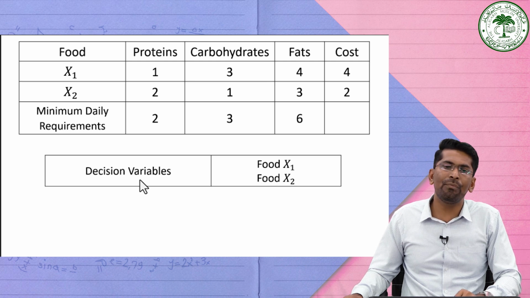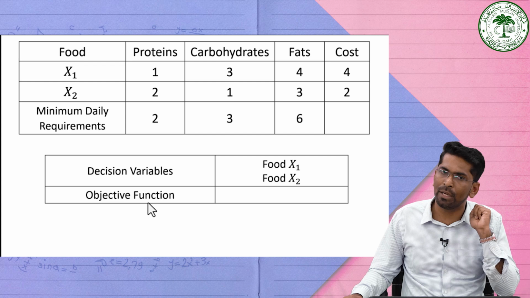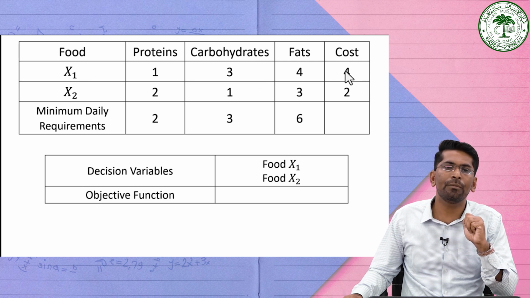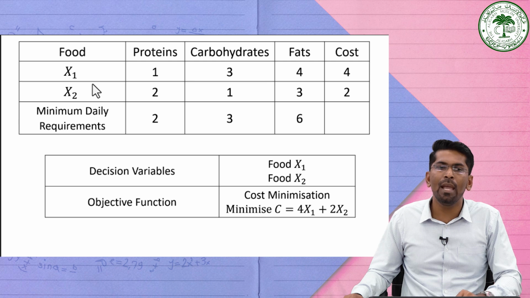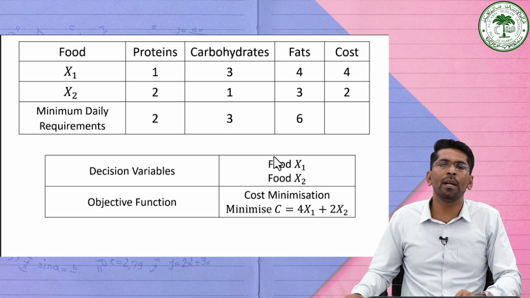Now after identifying the decision variables, the next step is to specify our objective function. What is our objective function in this case? It is the minimization of the cost. The cost of food X1 is 4 rupees and food X2 is 2 rupees. So we can write the objective function as cost minimization: minimize C, denoting the cost, which is equal to 4x1 plus 2x2.